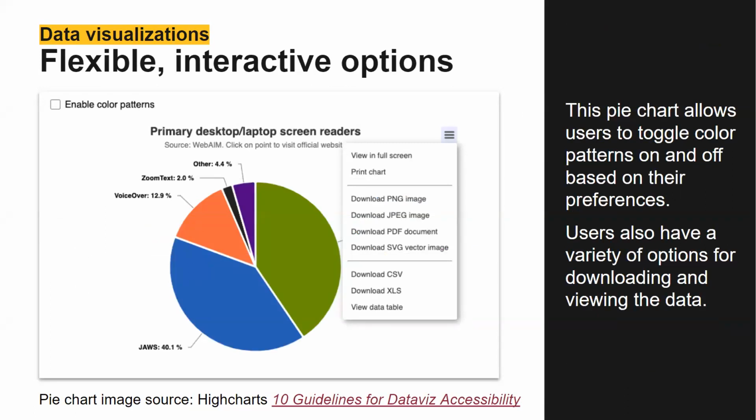And then here we have a pie chart really displaying a lot of the same data. I wanted to call this out because this pie chart allows users to toggle color patterns on and off. So there's a UI control over here to enable color patterns. This is another potentially good way of making things more accessible, just giving people options. So giving people freedom and control to choose the options that work best for them. And then there's also lots of ways to control the download of this data. You can download it via CSV. You can look at this as a data table to just get more options.